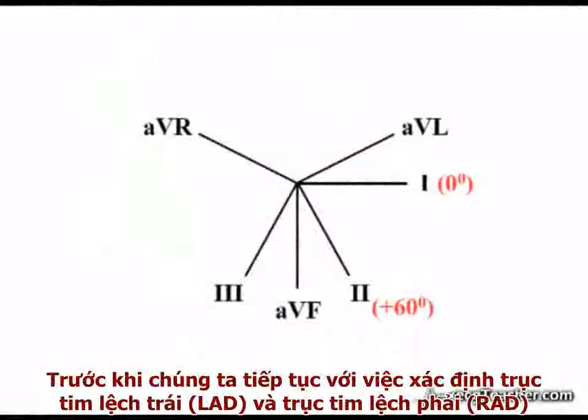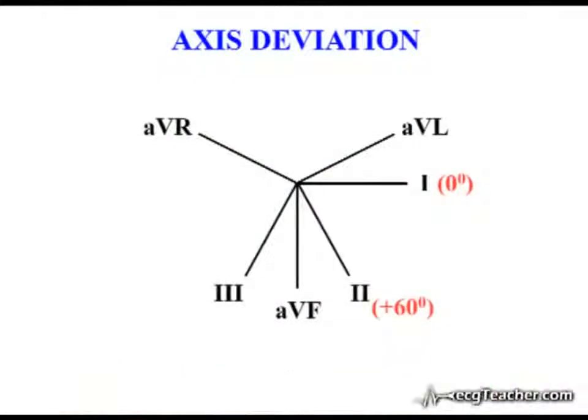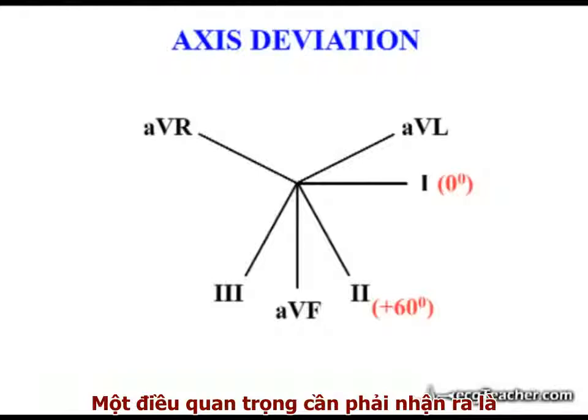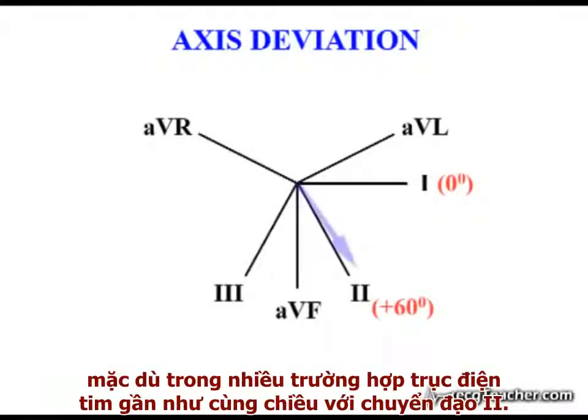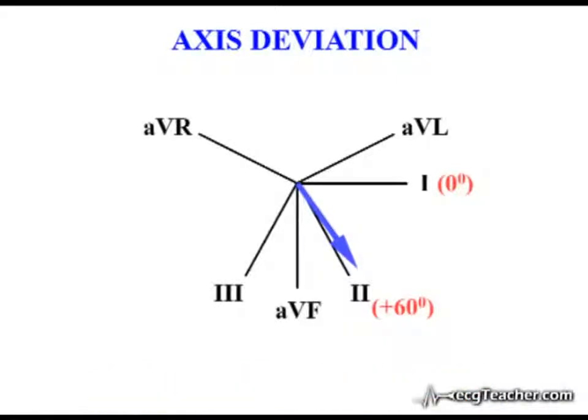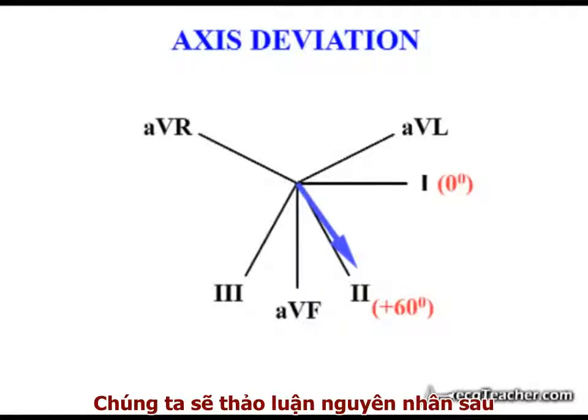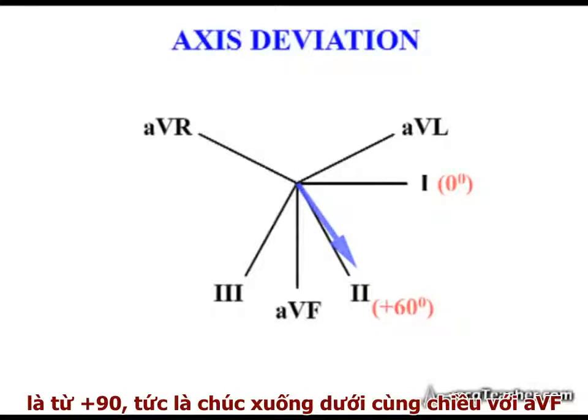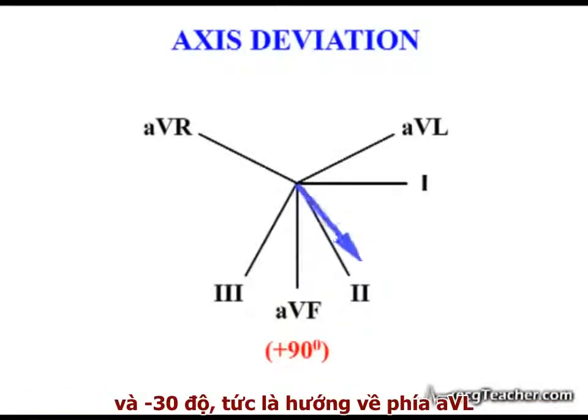As we move on to the identification of LAD and RAD on the ECG, it is important to realize that although the cardiac axis lies close to lead 2 in many cases, its position demonstrates a wide normal variation. We will discuss the reasons for this later. For now, note that the normal range for the cardiac axis is taken to lie between plus 90 degrees, or straight down AVF, and minus 30 degrees, straight along AVL.